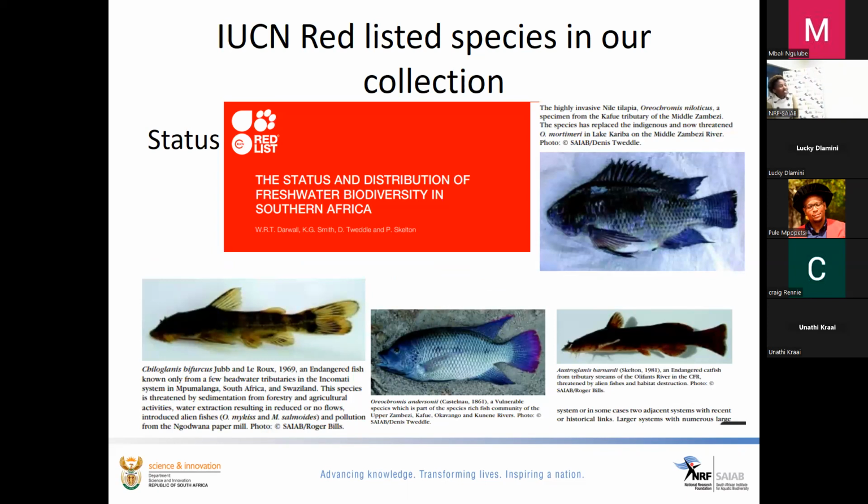And one other thing that is special about our collection is that we have IUCN red-listed specimens. Those that are vulnerable to extinction, threatened, endangered. So even if they go extinct in future, we'll still have them in our collection. I'm not sure if we do have any specimens that are extinct in the world. I'm not sure, that would be great.